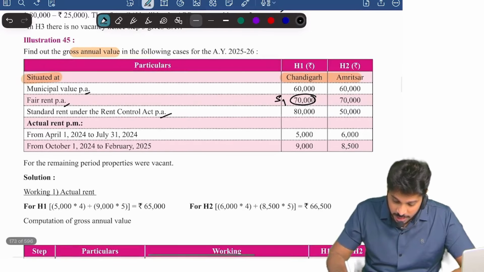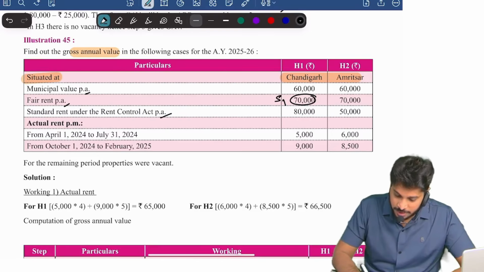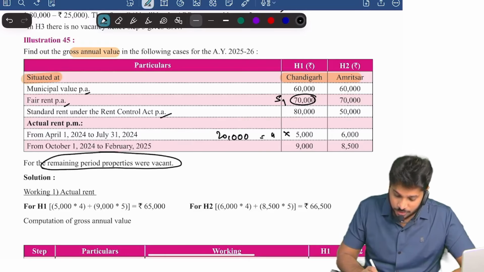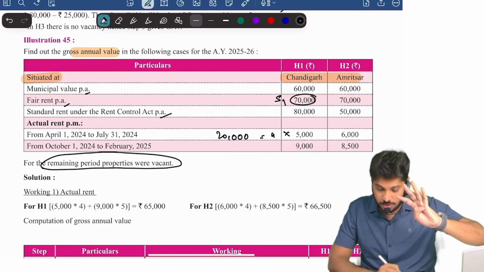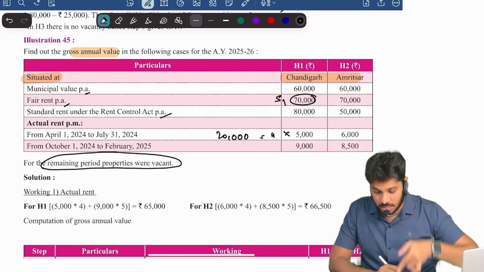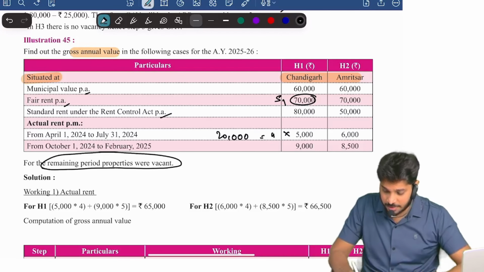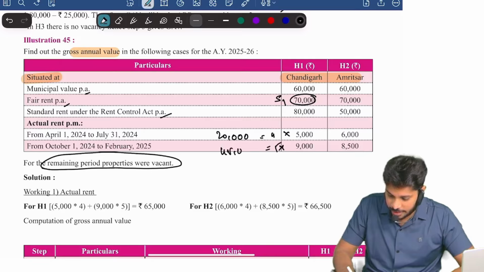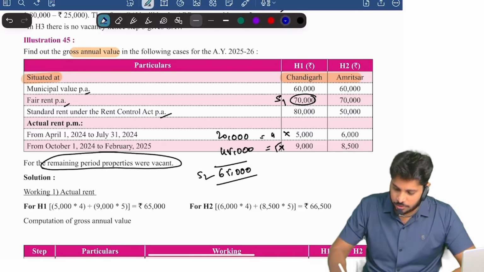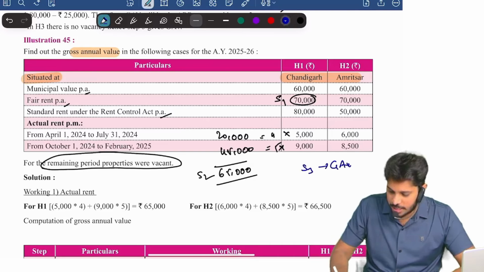Now step 2, actual rent. From April to July, almost 4 months, it is 20,000, and from October to February the remaining period the property was vacant. So August to September the property was vacant. March also the property was vacant. October, November, December, Jan, Feb, 5 months, so 45,000. So total amount is 65,000, which is step 2 actual rent received. Correct? Now step 3, what is gross annual value?